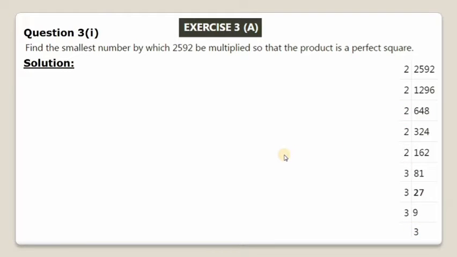Okay, that means what did we see? We saw that there are how many 2's? 1 2 3 4 5. So there are 5 2's, and how many 3's? 1 2 3 4. So there are 4 3's.